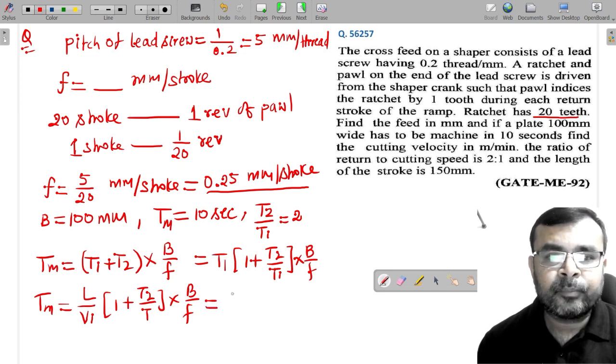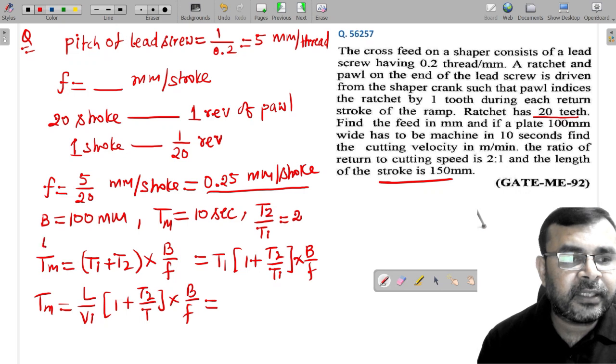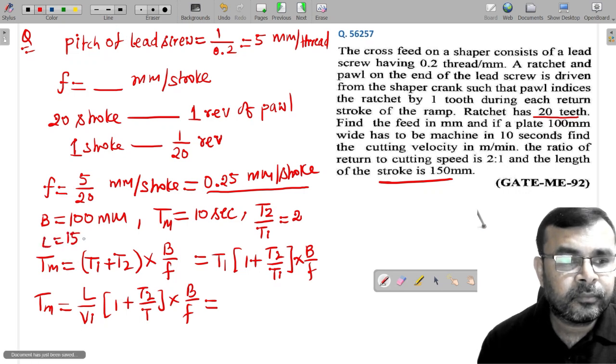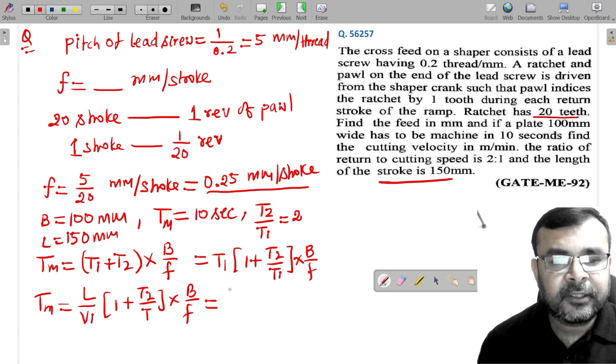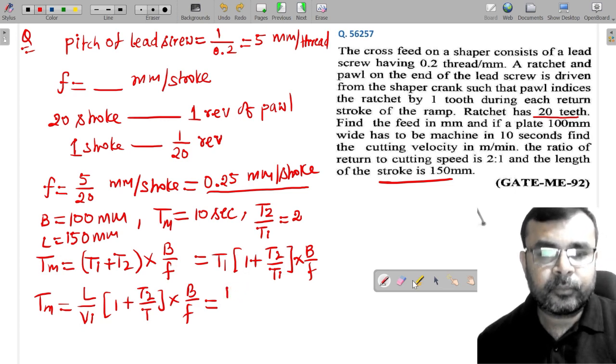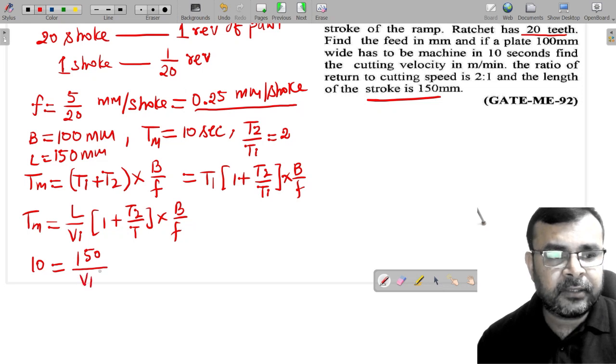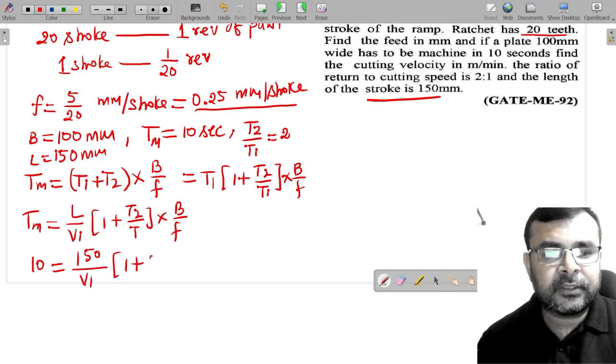Length is given, how much length, yes, the length of stroke is given here, that is 150 millimeter. Correct. So 150 by, and here I am writing, let's see. So Tm is 10 second. This is equal to 150 millimeter over V1 in bracket 1 plus 2 into width, which is also given here, 100, over speed, which is given here, 0.25.